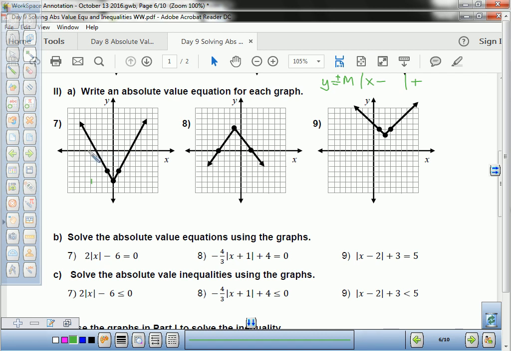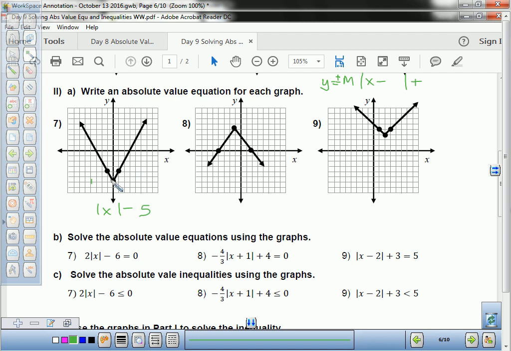So, was this one shifted left or right any? No. So, I don't have anything added or subtracted to the x, do I? There's nothing added or subtracted to the x because it didn't go back or forth any from the origin. No, it went down. 1, 2, 3, 4, 5. Where's that 5 go? To the right of that. And is this 5 positive or negative? Negative.